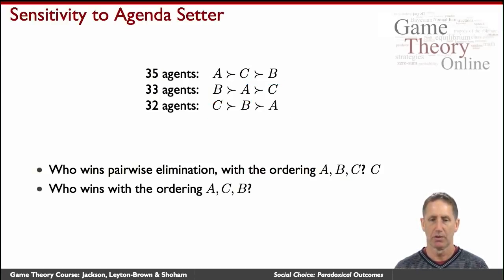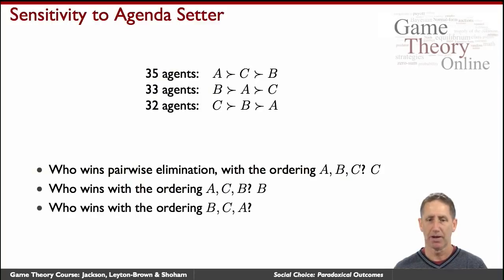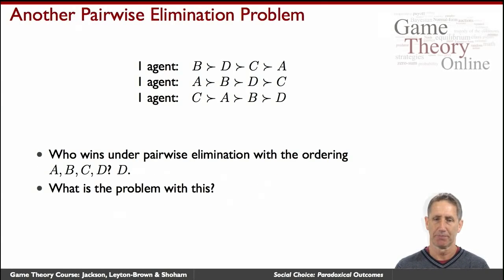What happens with another ordering, like ACB? Again, you might want to pause the video, and by the time you resume, you'll realize that in this case B would be the winner. And perhaps not surprisingly, when you ask about the third ordering, BCA, you'll see that A would be the winner then. And so it's perhaps disconcerting that the same voting scheme, merely by deciding on the order in which you run it, will lead to very different results.